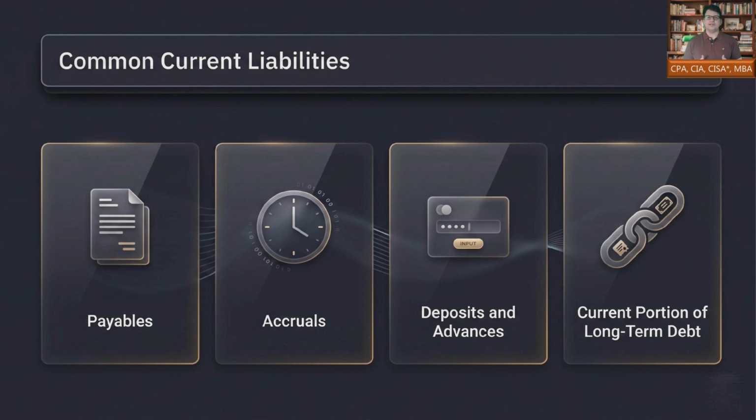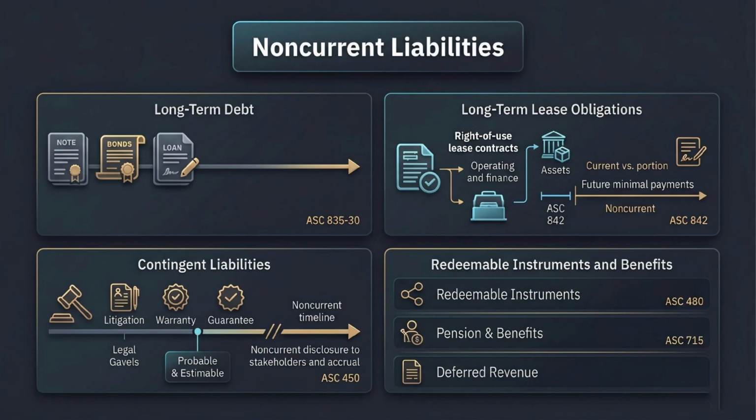The practical test is not what the account is called. The better question is, when and how will this obligation be settled? Non-current liabilities are obligations not expected to be settled within the current operating cycle or the next 12 months. These are the long-term financing and structural obligations of the entity. Examples include long-term notes, bonds, term loans, and subordinated debt. Lease obligations under ASC 842 may have both current and non-current portions.